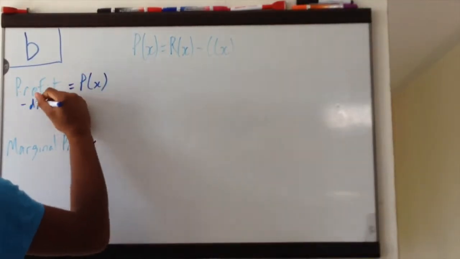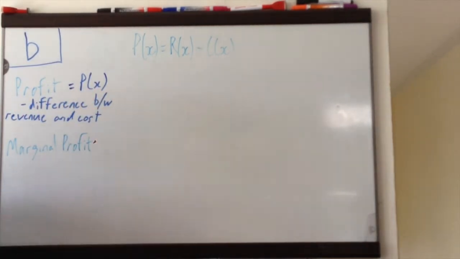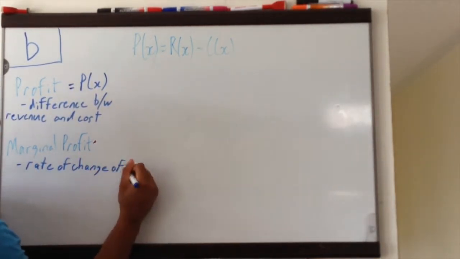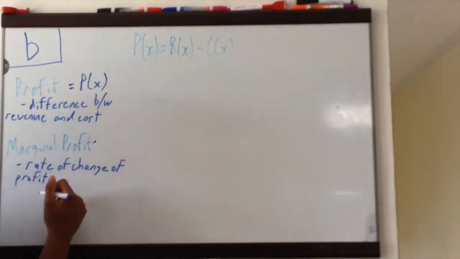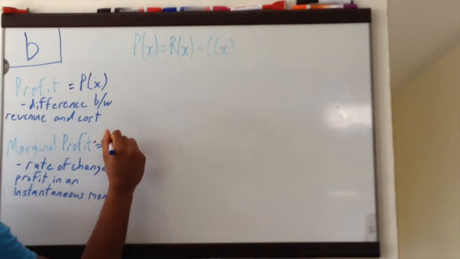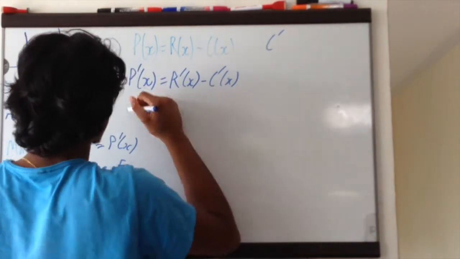Part B asks for the marginal profit. Regular profit is the difference between revenue and cost, but marginal profit is the rate of change of profit at an instantaneous moment. Once again, we're going to use 4,000 containers as our x value, and to create our derivative equation, marginal profit is essentially our profit equation, but its derivative.